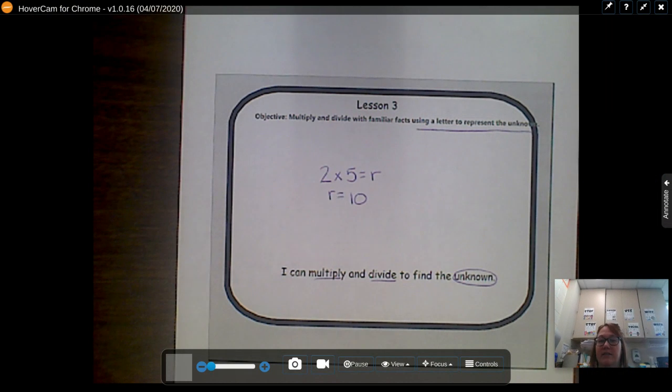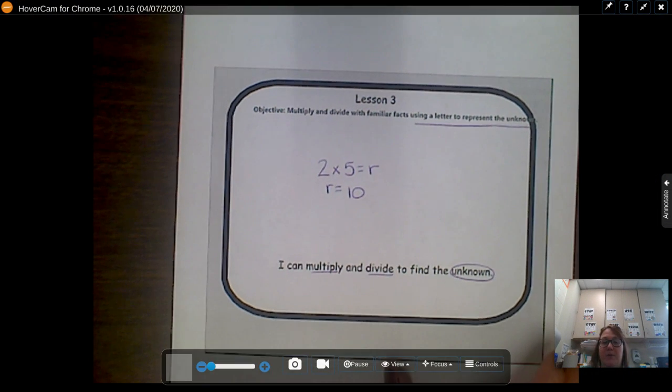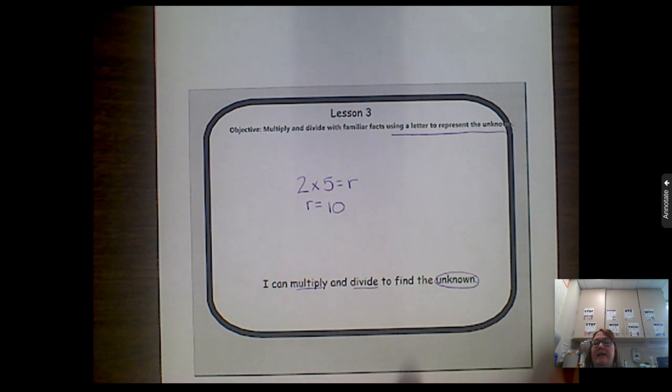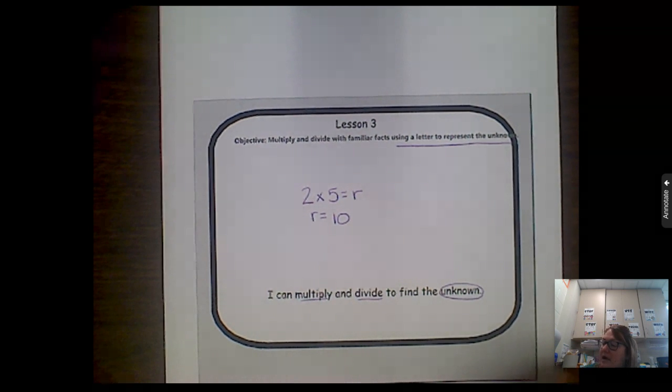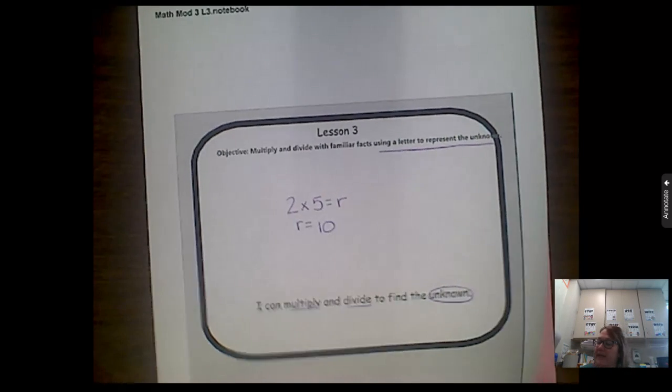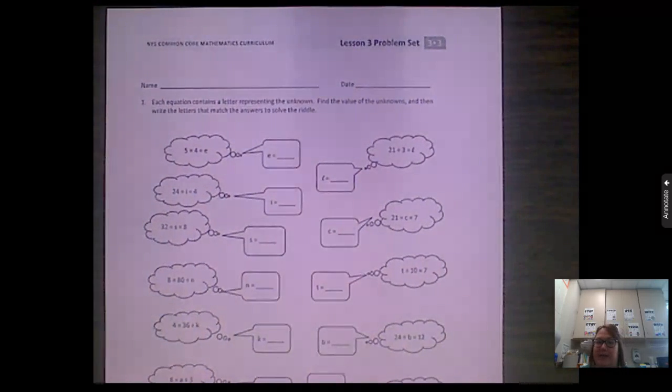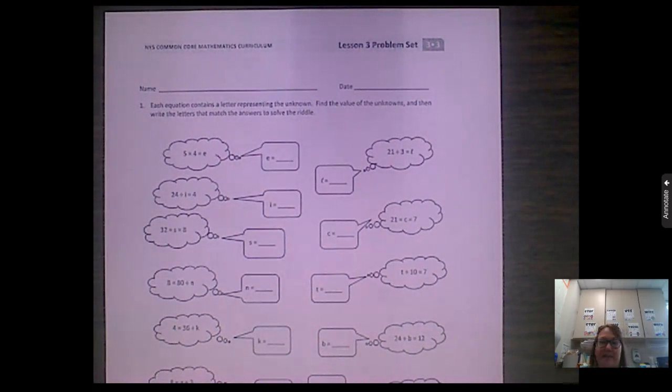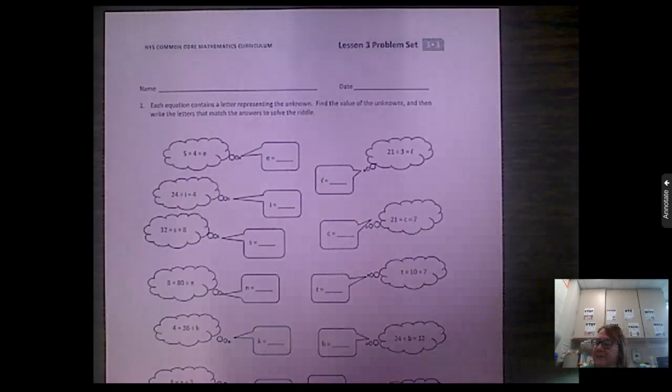We are continuing on with Module 3, where we are back into multiplying and dividing with equal groups, drawing pictures to represent our number sentences. We are on Lesson 3 today, and your problem set is going to look like this. So it looks pretty fun today, right? So, Lesson 3 problem set.